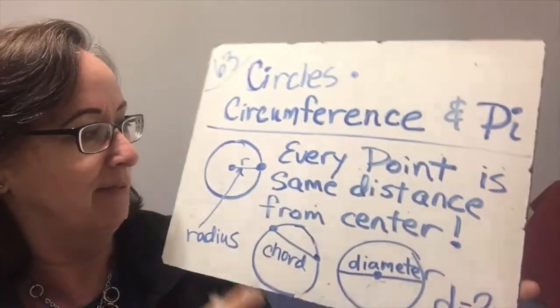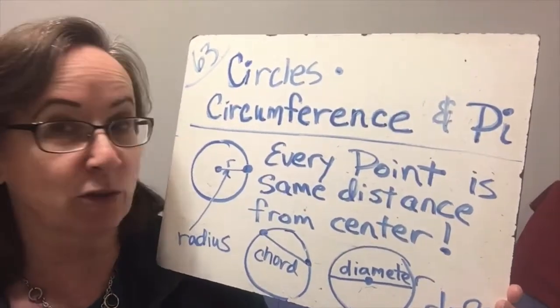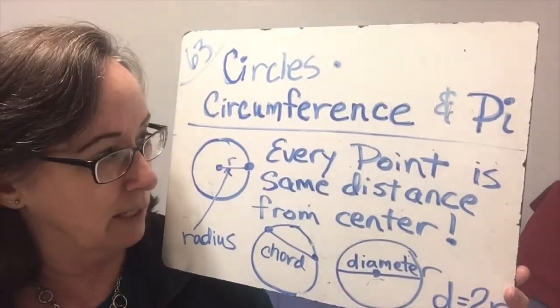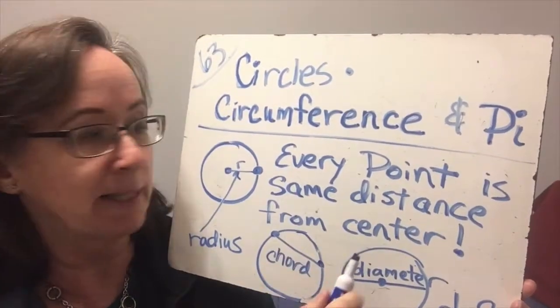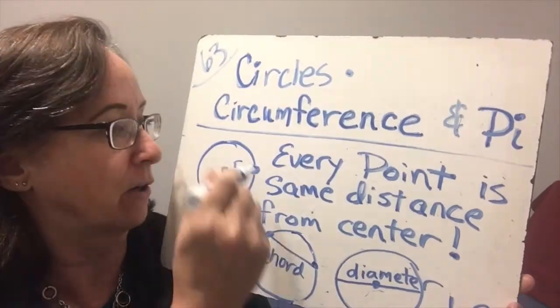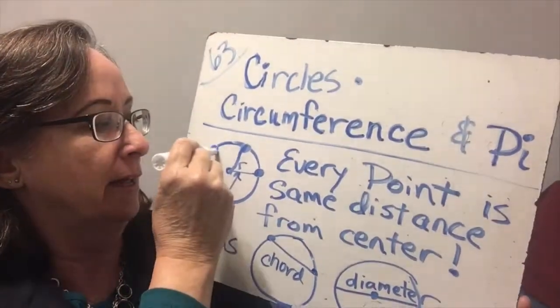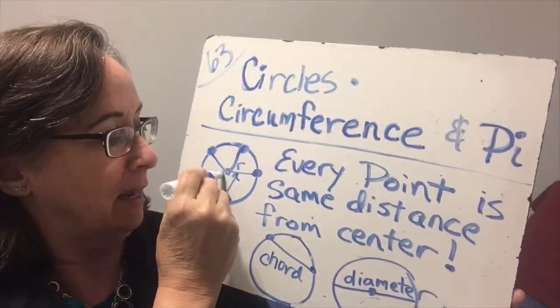So here we have a circle and a circle and a circle, but we're using these circles to talk about some very important principles about circles. In a circle, every point is the same distance from the center. And when I say every point, I mean every point that's on the circle. So this point is the same distance from the center. This point is the same distance, and so forth, all the way around the circle.